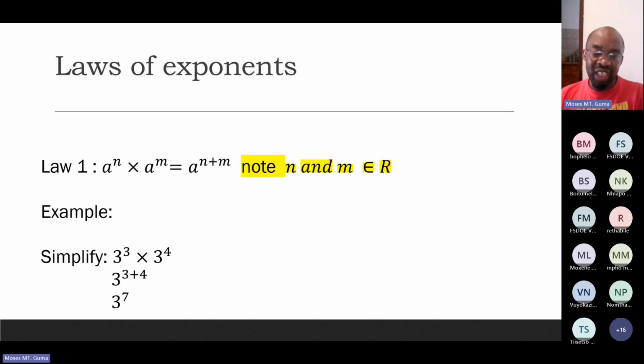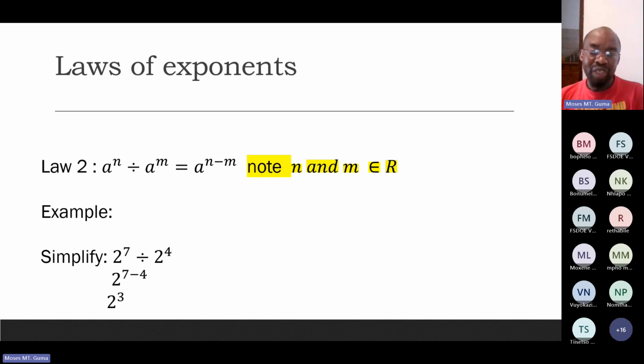Law number 2 of the exponents now deals with division of powers with the same base. When I divide powers with the same base, I actually subtract the exponents.